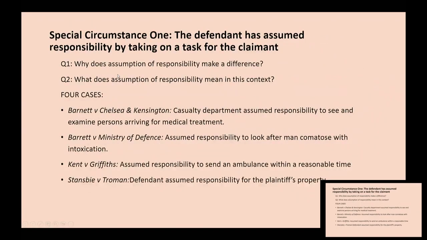So before we start with our first special circumstance, let's take a 5-minute break and we'll come back at 9:45.